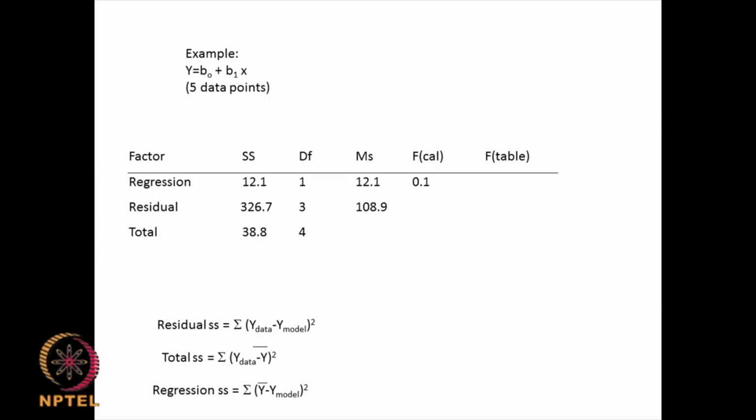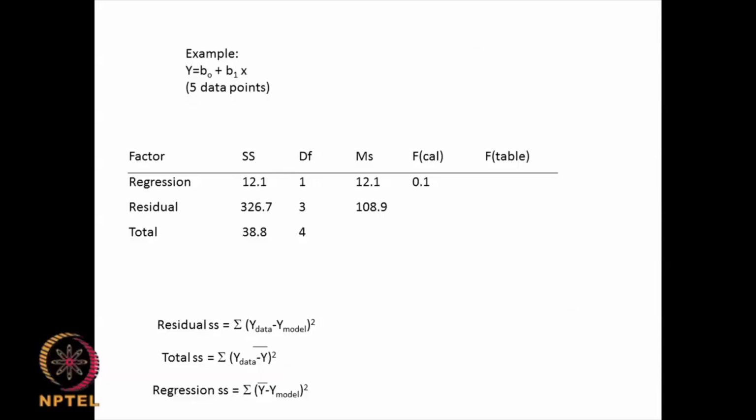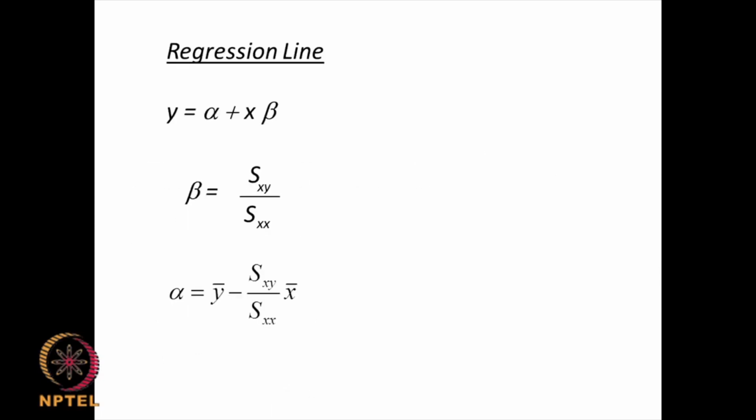So total degrees of freedom will be total data points minus 1, and the regression degrees of freedom, if you have y is equal to a linear fit, regression will have 1 degree of freedom. The remaining will go to the residual, and then you calculate F calculated by dividing the regression by the residual, and then see whether this number is larger than the F table value. If it is larger, then we can say the regression relationship is valid, otherwise we will say that the regression relationship is not significant.